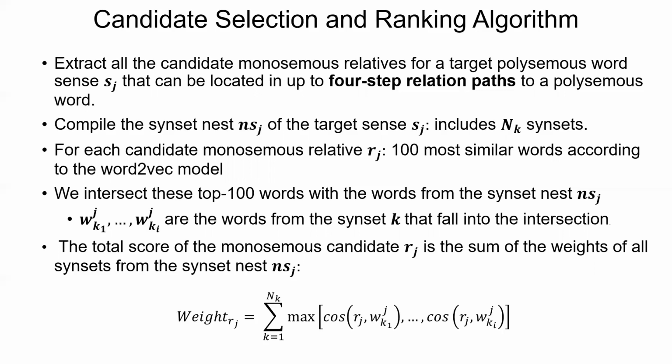The total score of the monosemous candidate is the sum of the weights of all synsets from the synset nest. Thus, the final weight of the candidate can be defined as follows. The formula is given at the bottom of the slide. Our method implies that higher scores are assigned to those candidates that resemble a greater number of synsets from the synset nest.